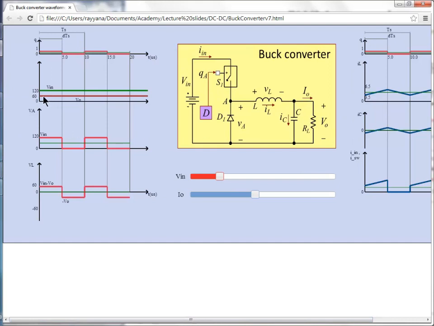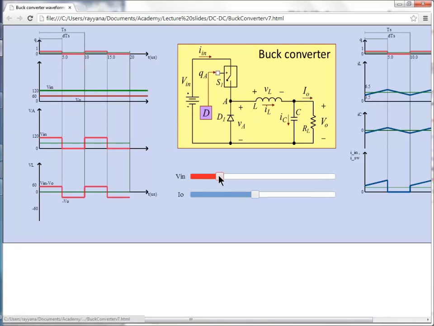This red line is the output voltage, and the green is the input voltage Vin, that I can change by moving this slider bar. Right now it is 120 volts. This V sub A is the pole output voltage. You can see the duty ratio, which is this Q signal, is exactly 0.5. It's a 5 microsecond on interval over a total period of 10 microseconds.